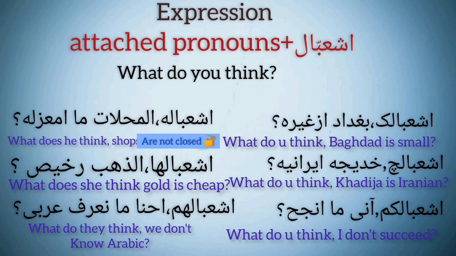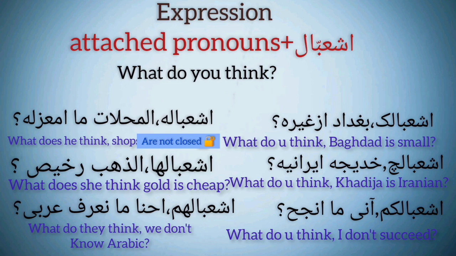إيش عبالة المحلات ماء معزلة. إيش عبالة basically means what does he think, or what did he wonder. Shops are not closed. المحلات means shops. معزلة means closed, and ماء معزلة means not closed. المحلات ماء معزلة.